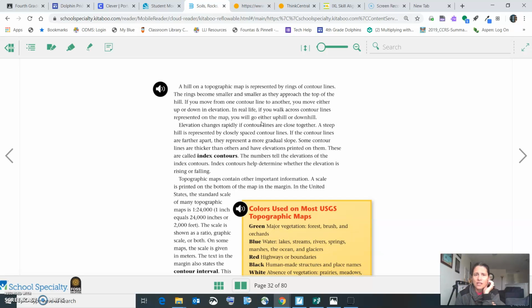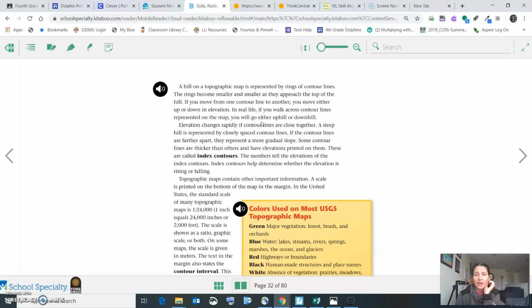Some contour lines are thicker than others and have elevations printed on them. These are called index contours. The numbers tell the elevation of the index contours, kind of like benchmarks. Index contours help determine whether the elevation is rising or falling.